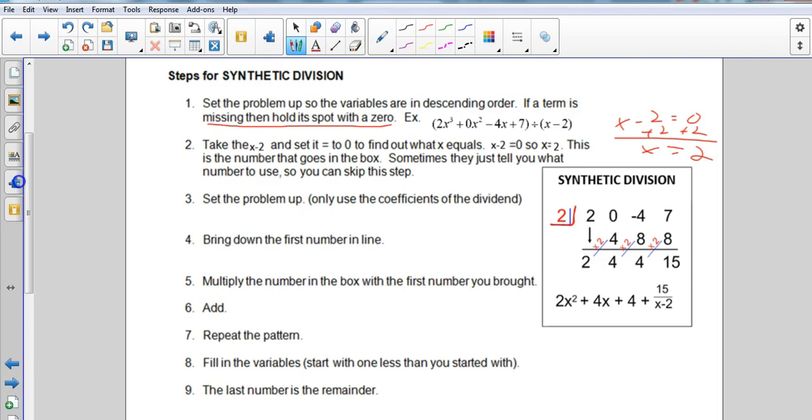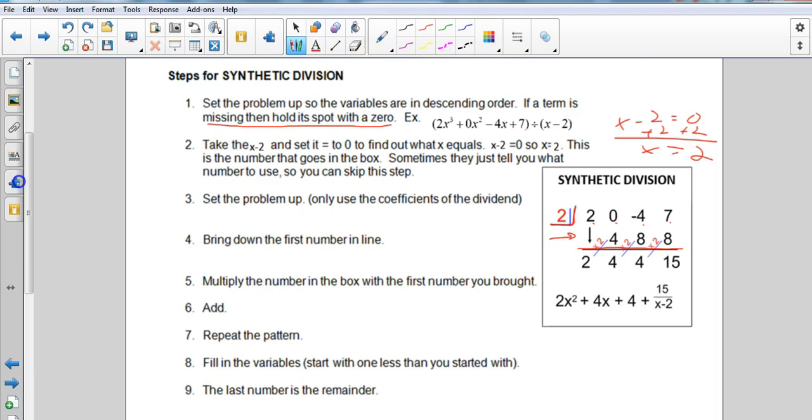Use only the coefficients. So here's our 2x cubed, our 0x squared, our negative 4x, and our 7, our constant. Now, we bring down the first number in the line. So we bring down the 2. We're going to need this line here, and we need space to write other numbers here. So we bring it down below the line and write the 2.